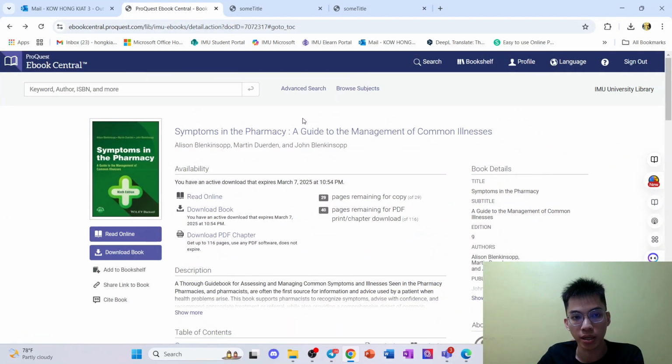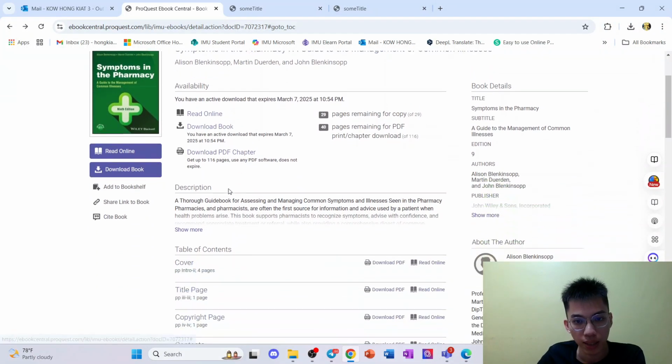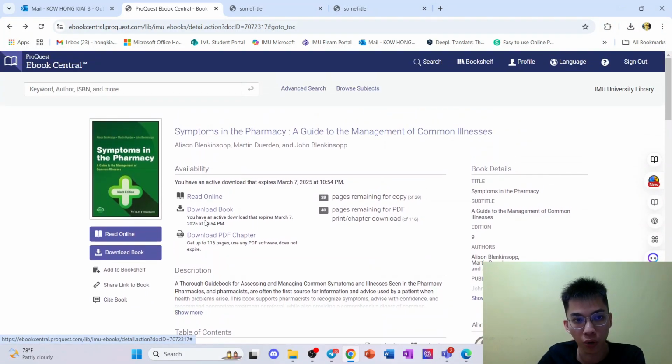So in general, I will recommend this ebook to all of my peers, the pharmacy students in IMU University as well, because this is quite a useful book in terms of studying about responding to symptoms, and it covers management as well. So it's particularly useful, I think, in OSCE and also in examinations. Yeah, so that's all from me about the review of this ebook, Symptoms in the Pharmacy: A Guide to the Management of Common Illnesses.